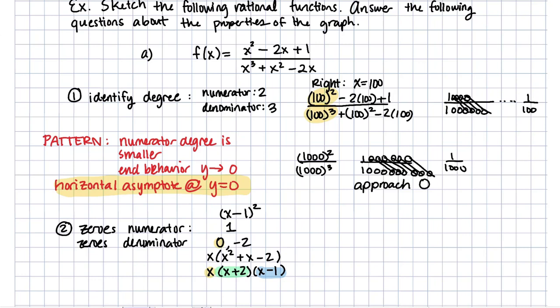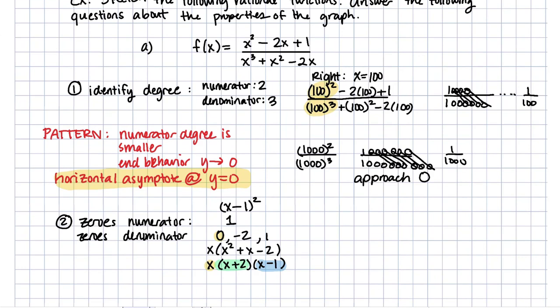Okay, so you see how we have an overlap there? We have a factor of x minus 1 on the top and bottom. So let's go ahead and note that and reduce this rational function. We have x minus 1 times x minus 1 in the numerator, and in the denominator we have x times x plus 2 times x minus 1. Okay, so we have that repeat factor here.